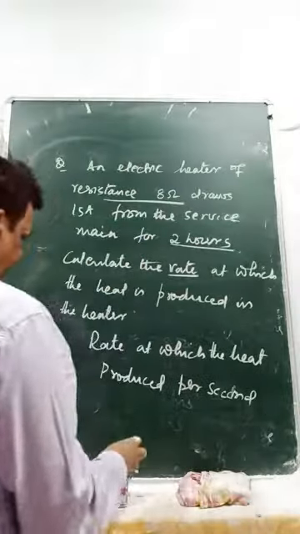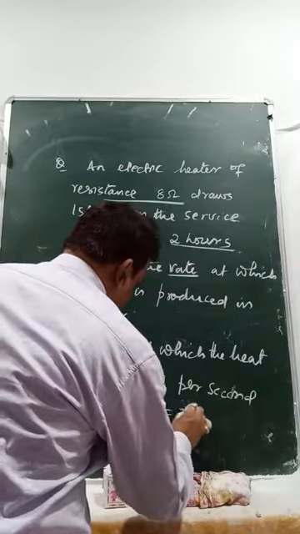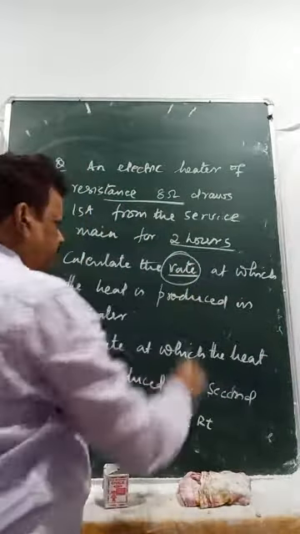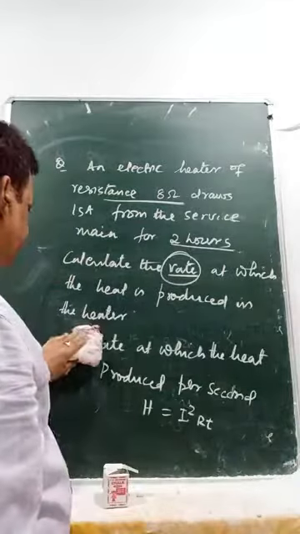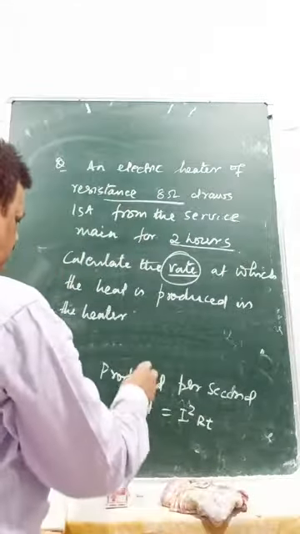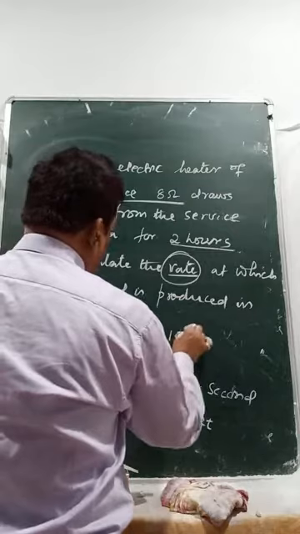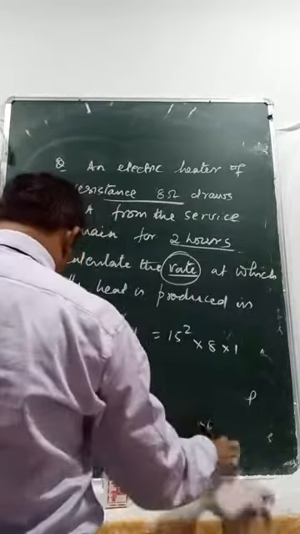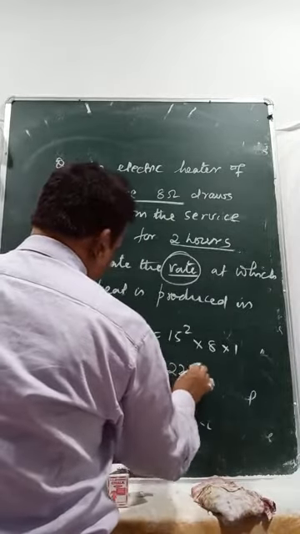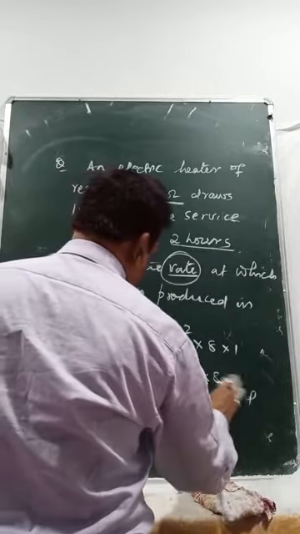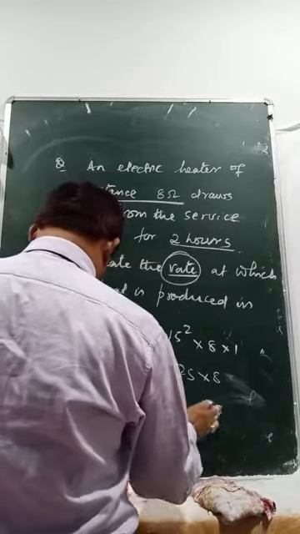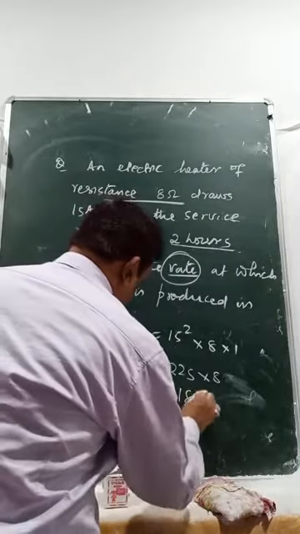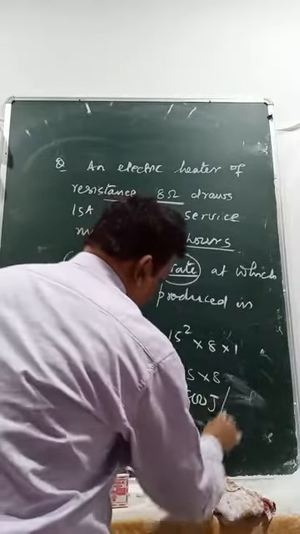So that will be heat equals I square RT. Here T you have to use 1 second because of the word rate. So how much will you get here? Heat equals 15 square into R, which is 8, into 1. So that is 225 into 8 into 1. 1 no need to write. 1800 joule. Rate means per second.